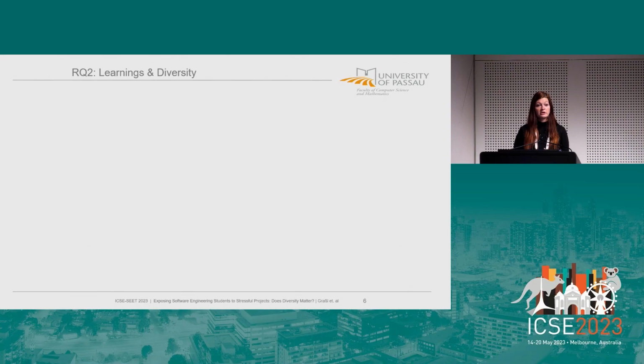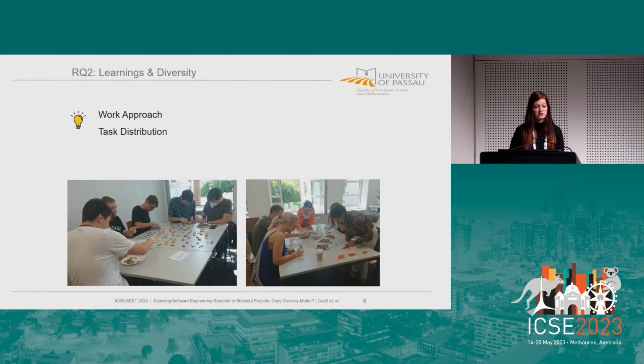Then, of course, the learning. So what did they learn with these stressful situations? Because the missing work approach was the most stressful thing, they said, well, within the phases, after some time, we were able to establish some kind of work approach and also some task distribution, because we didn't tell them how to do that. And this was what they considered the most.